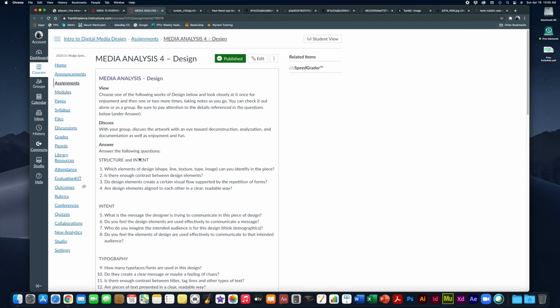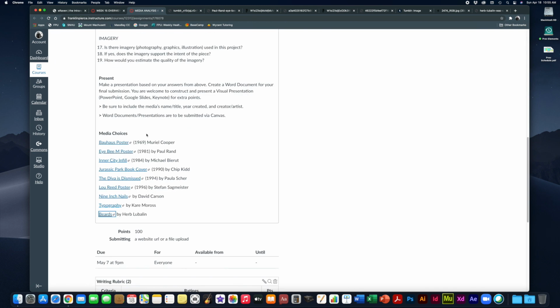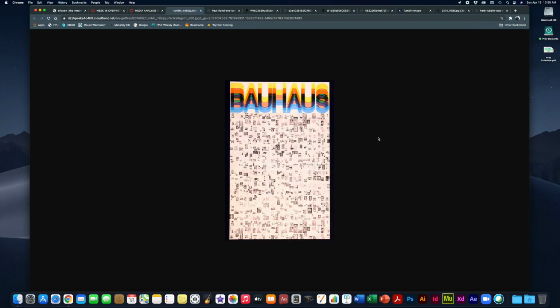Let's take a look at what your choices are. Here's the list down below. So the first one is a Bauhaus poster from 1969 by Muriel Cooper. This is a poster celebrating the famed Bauhaus art school in Germany, which was founded by Walter Gropius. So this is sort of like a celebration of that, and it's done, of course, in a Bauhaus style. So you can check that out. You definitely want to do a little more research into what the Bauhaus is all about before analyzing this one, but you can check that out.